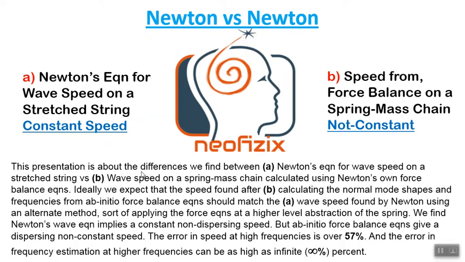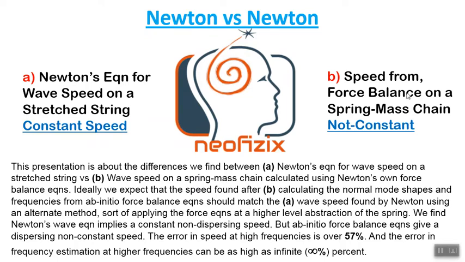This presentation is about the differences we find between Newton's equation for wave speed on a stretched string versus the wave speed on a spring mass chain calculated using Newton's own force balance equations. That is, on one side we have Newton's wave equations that he derived on a stretched string, and on the other hand we have the wave speed that we derive using Newton's force balance equations on a spring mass chain.